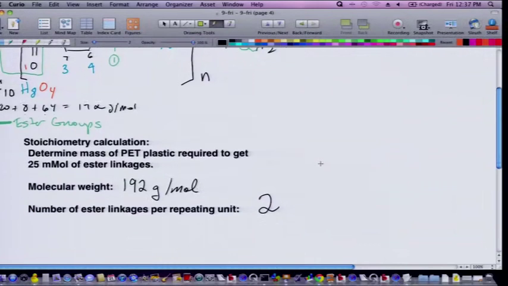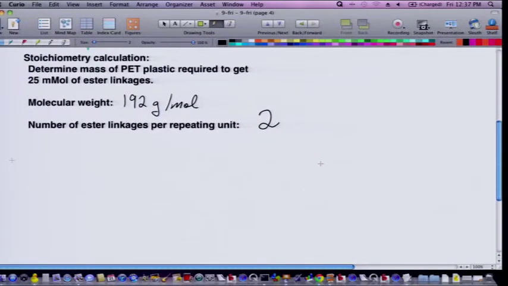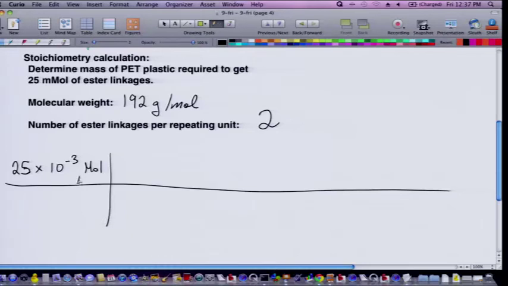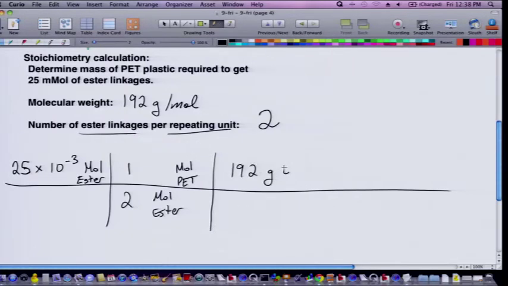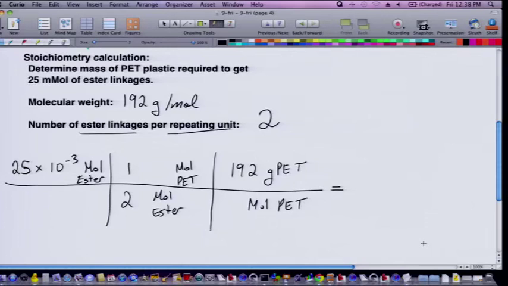So now we just have to do some factor labeling to figure this out. We start with 25 millimole, 25 times 10 to the minus 3 mole. And then we just do this giant factor label here. That's mole of ester. That's not mole of plastic, that's mole of ester. So we immediately need to do a conversion to mole of PET. Well, that's easy. Mole of PET is in a 1 to 2 ratio with mole of ester. Remember, there are 2 ester linkages per repeating unit in the plastic. And then we need a molecular mass, 192 grams of PET plastic per mole of PET plastic. Then we just multiply all that out. I don't expect anybody to do that in their head, but it turns out it's around 2.4 grams of PET plastic. That's the answer.